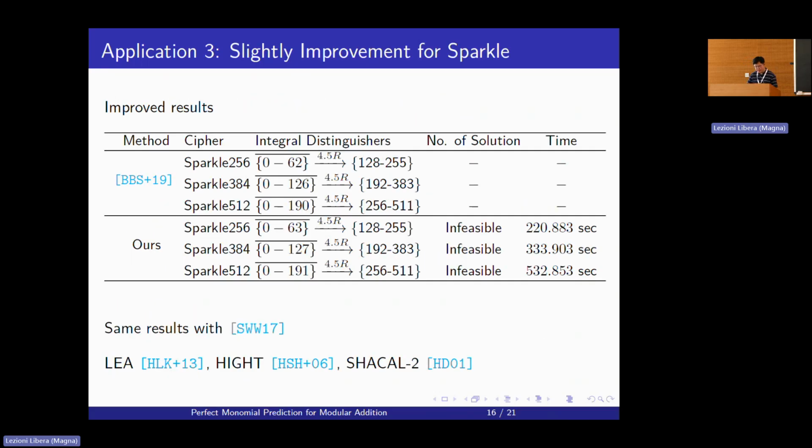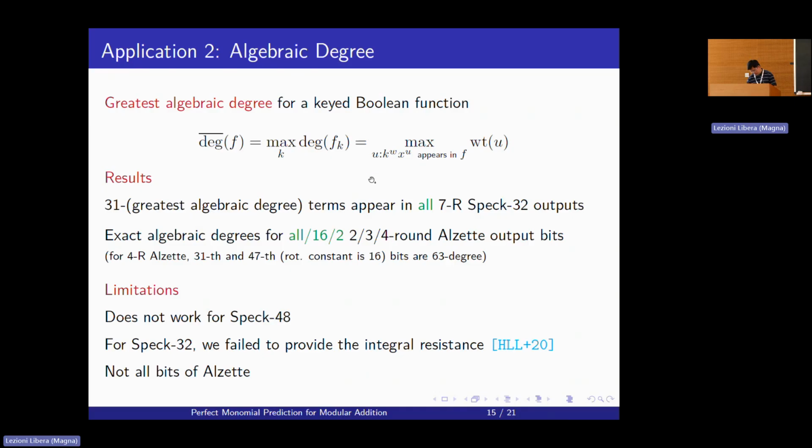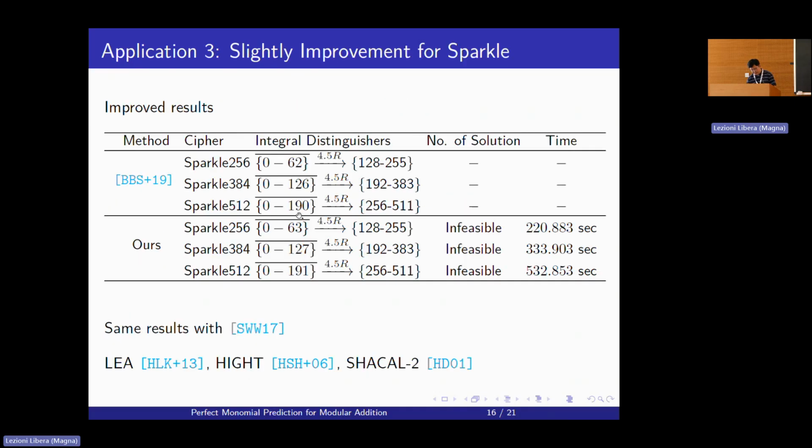The third result is we slightly improved the Sparkle integral distinguishers. So you can see the data complexity is saved by half. We also applied our model to some ciphers which have been checked with previous models, but we didn't find any new results for LEA, HIGHT, and SHA-2.